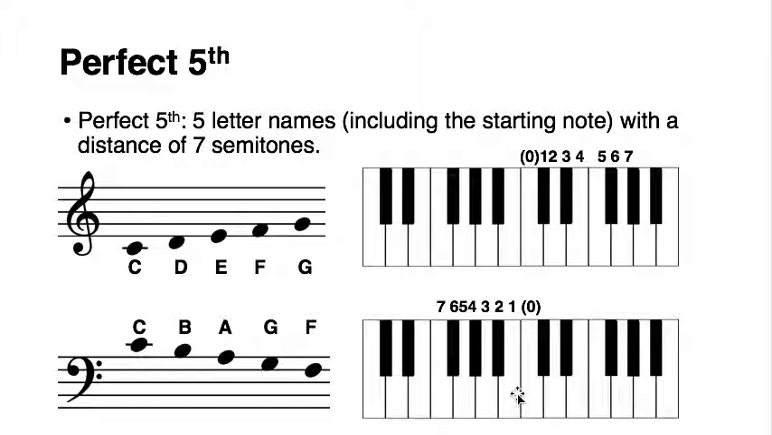C to B, 1 semitone, B to B flat, 2, B flat to A, 3 semitones, A to A flat, 4, A flat to G, 5, G to G flat, 6, G flat to F, 7 semitones. So indeed, between C and F, we have a fifth and we have 7 semitones. So it is a descending perfect fifth.